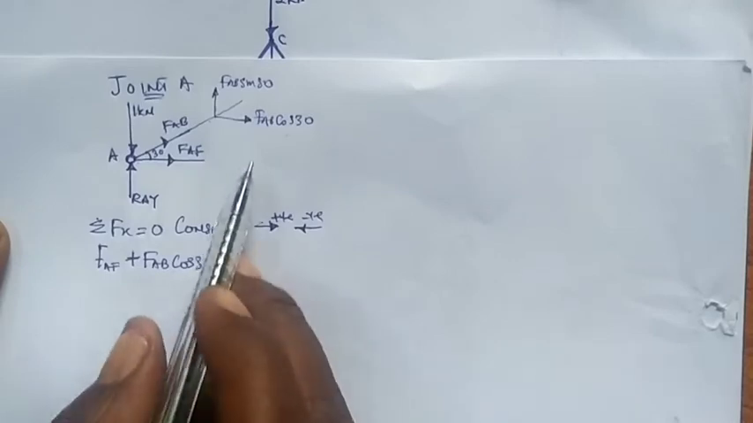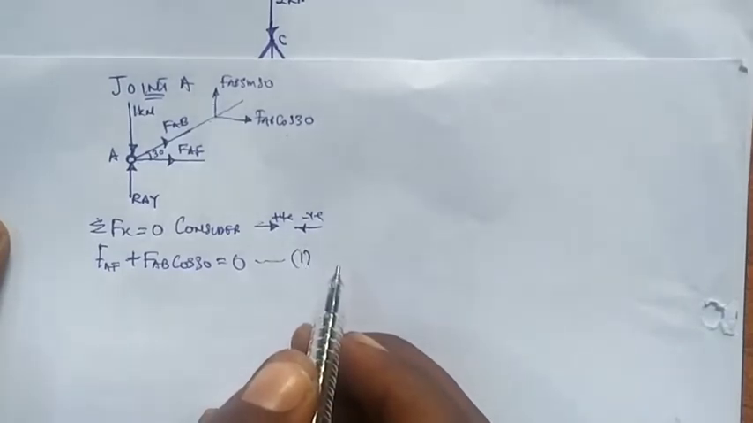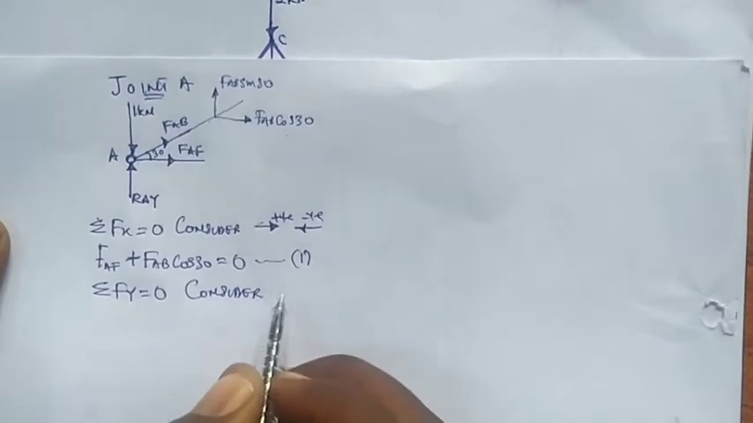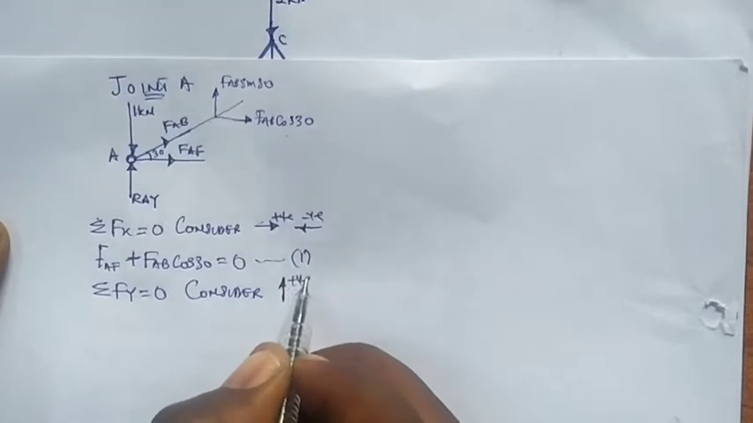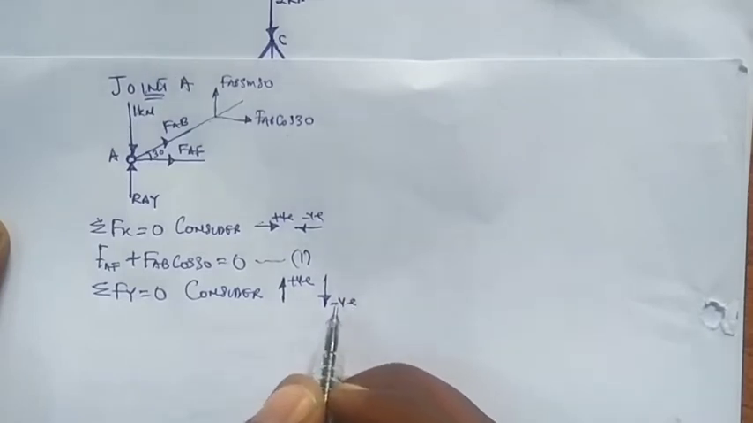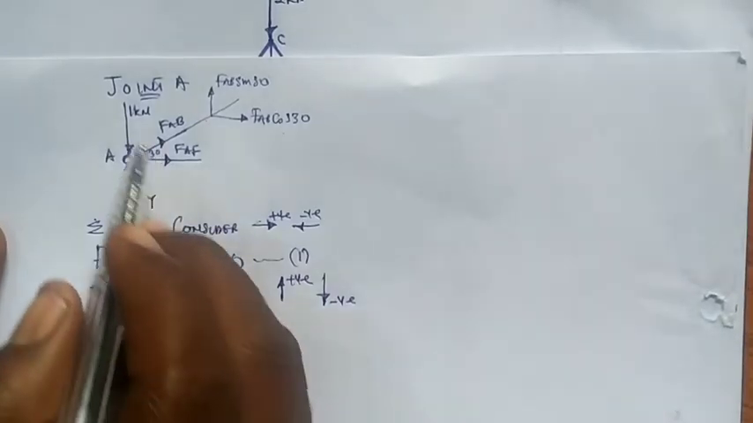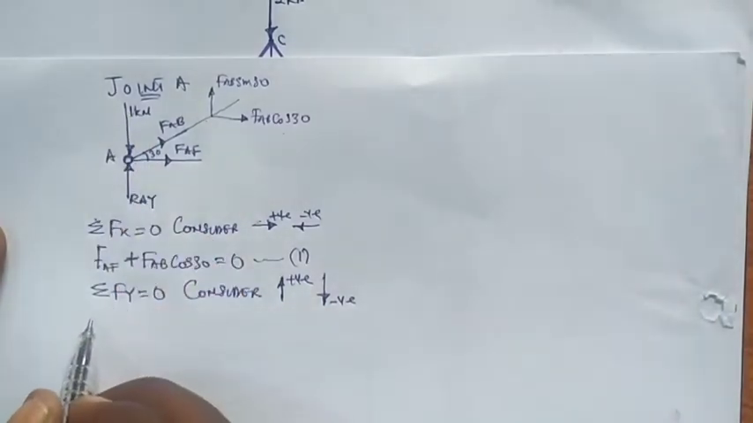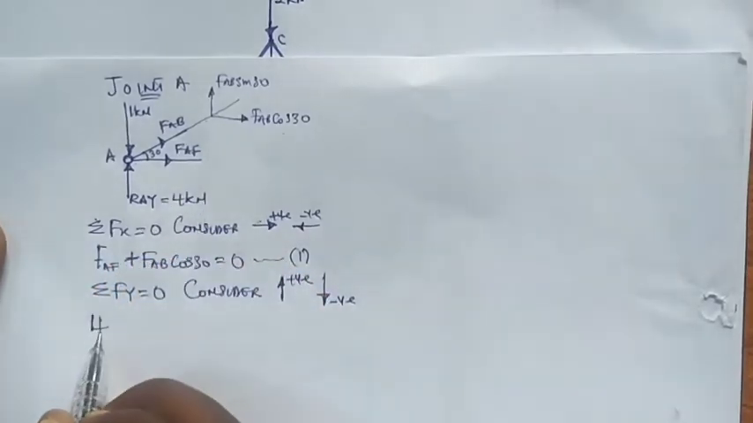So from here we don't know what FAB is, so we'll call it equation 1. Now the next thing will be summation of Fy equals to 0. We want to consider upward force to be positive and downward force to be what? Negative. So from here we have a force going up, positive, that will be RAY. And RAY is equal to what? 4 kilonewton. So we have 4.